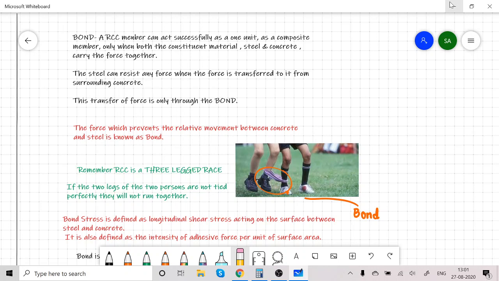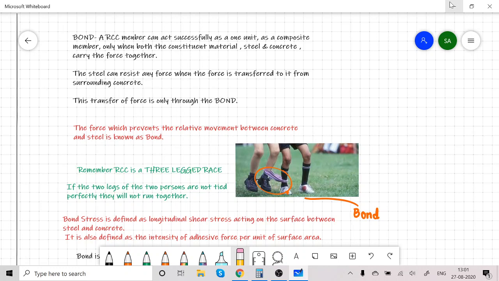An RCC member can act successfully as a composite member, as one unit, only when both the constituent materials, steel and concrete, carry the force together. They should act as one unit. The steel can resist any force when the force is transferred to it from the surrounding concrete, and this transfer of force is achieved only through the bond. The force which prevents the relative movement between concrete and steel is known as bond.